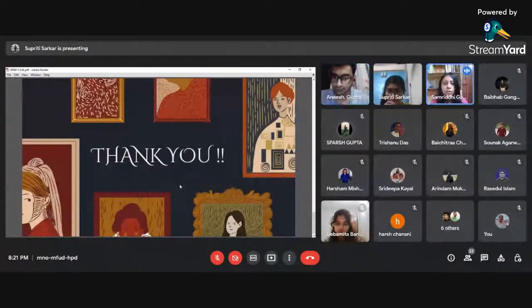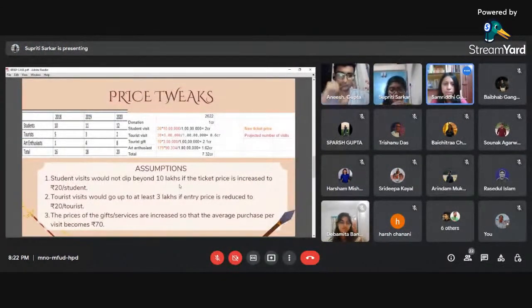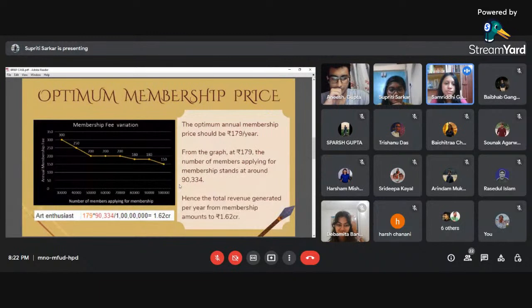Could you just take me to the slide where you all calculated the membership fee? Can you tell me the basis of this assumption of 179? Why not 180? But how did you all arrive at 180 in the first place? Yeah, so multiplying the annual membership fee and the footfall would give us the total revenue from the membership fee.